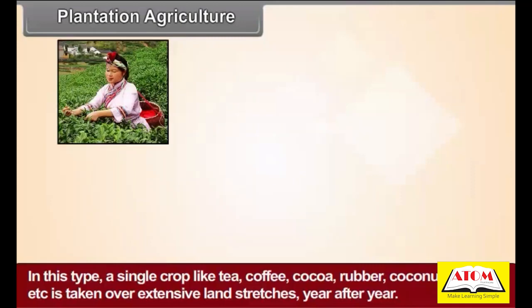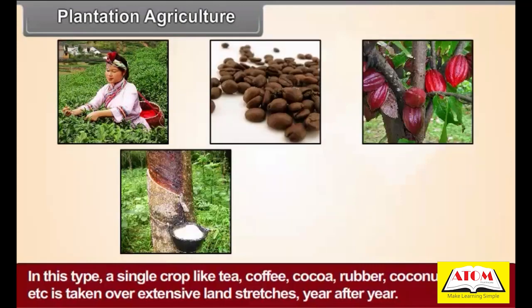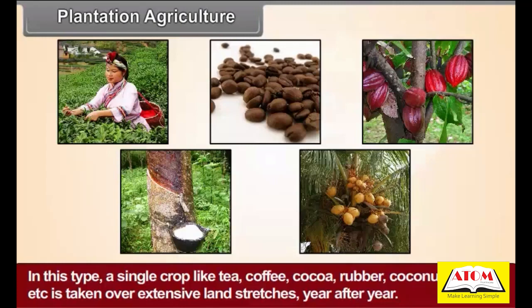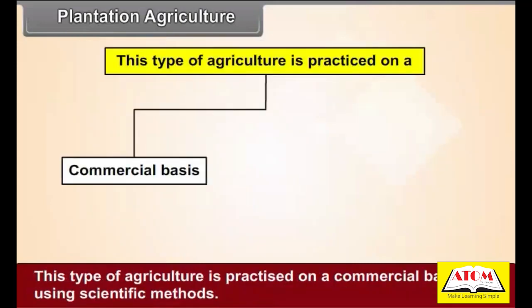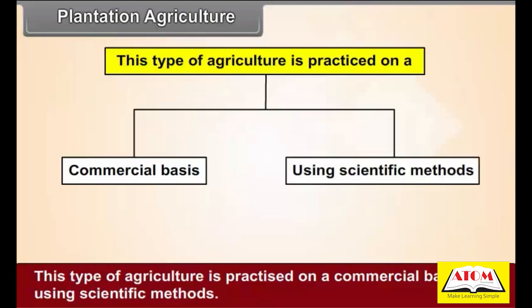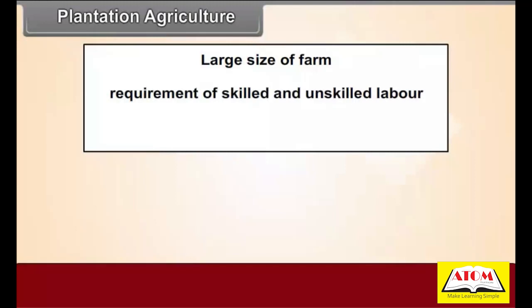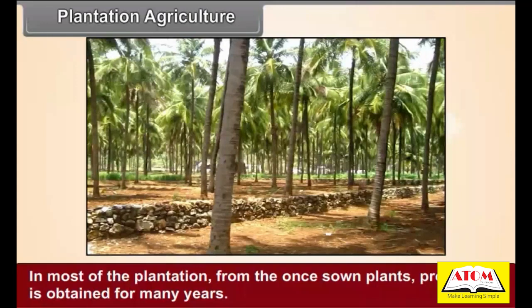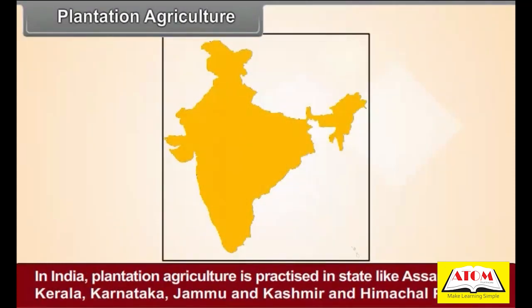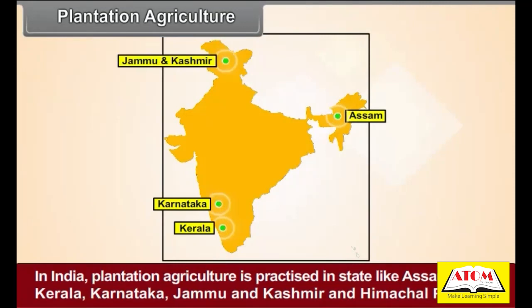In this type, a single crop like tea, coffee, cocoa, rubber, coconut, etc. is taken over extensive land stretches year after year. This type of agriculture is practiced on a commercial basis and using scientific methods. Large sizes of farms, requirement of skilled and unskilled labor, high order capital requirement are the characteristics of plantation agriculture. In most of the plantations, from once sown plants, production is obtained for many years. In India, plantation agriculture is practiced in states like Assam, Kerala, Karnataka, Jammu and Kashmir and Himachal Pradesh.